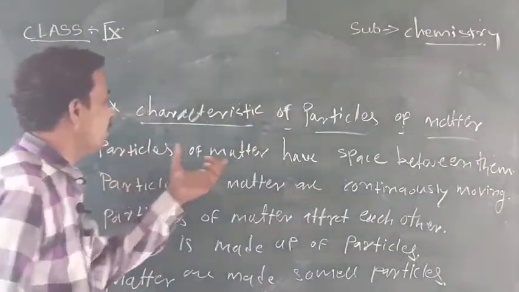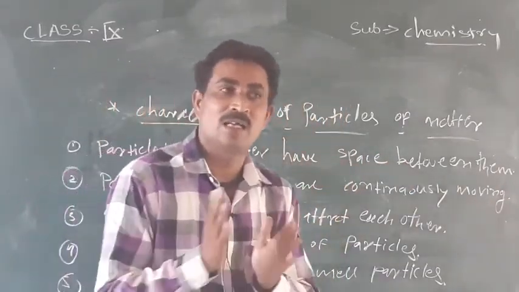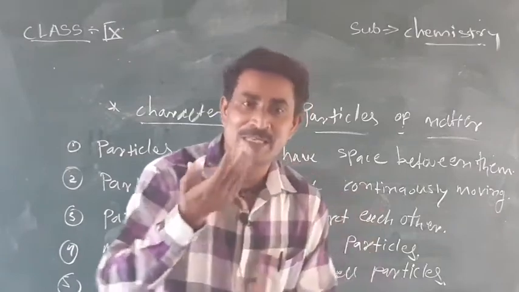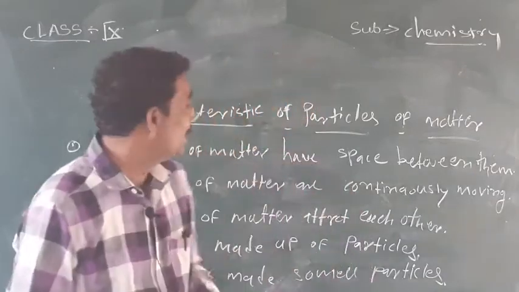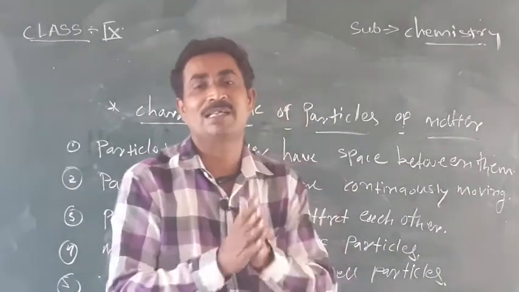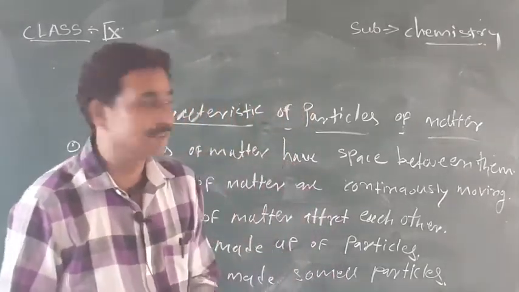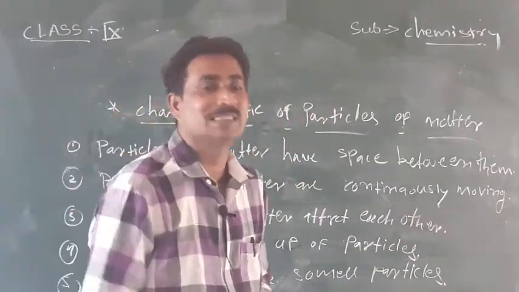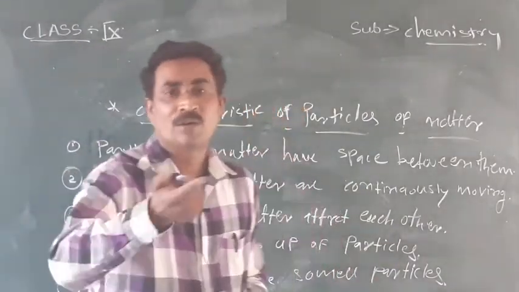Number one: particles of matter have space between them. This means one matter mixes into another matter because there is a lot of space between the particles, and in that space one material adjusts with another material. In the molecular structure there is a little gap, and another molecule can come and adjust in it. That space is necessary, and for that reason one material adjusts with another.